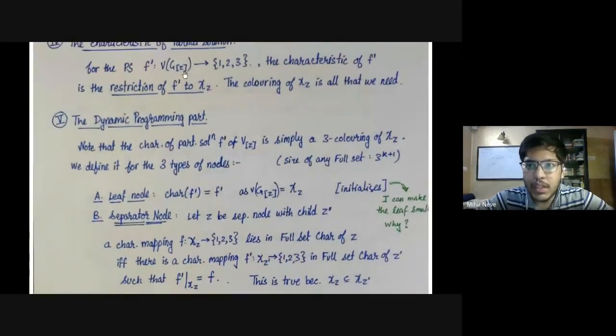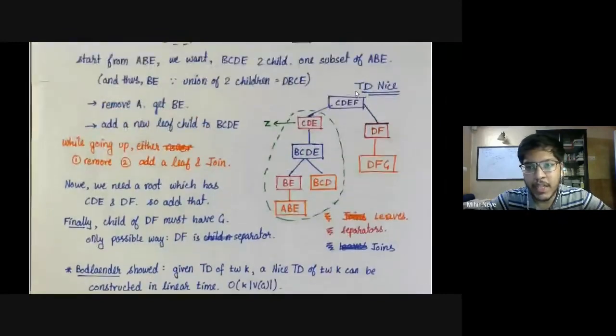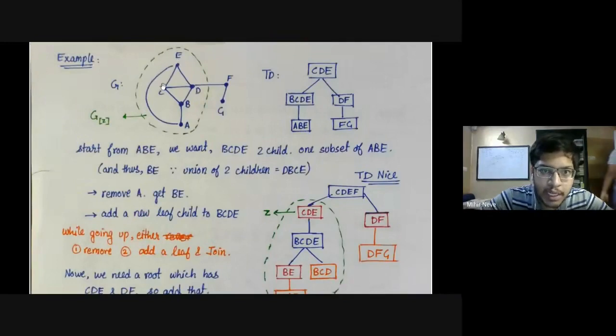Right. So what is the characteristic? You restrict this function f' on the vertex z; you'll restrict it to chi-z only. Chi-z is a subset of this. And why is this true? The reason is that the coloring of chi-z is all that we require. Why does the coloring of chi-z suffice for us? Any guesses? What I am claiming is that given a partial coloring of G_z, in order to go to the next step of dynamic programming, all I need to store is the coloring of this chi-z. Why is this true?